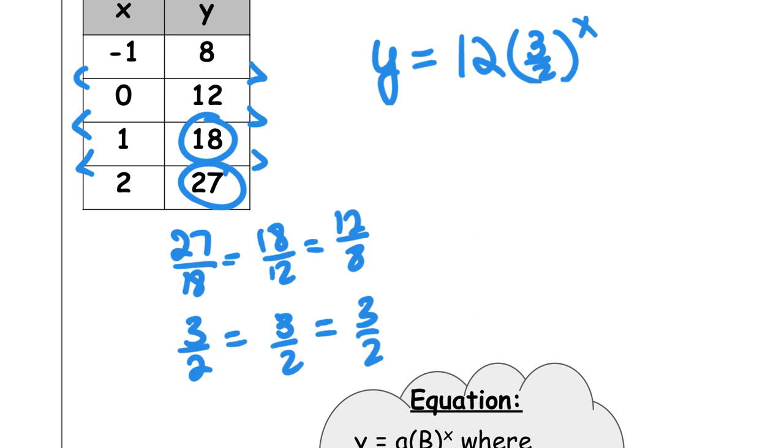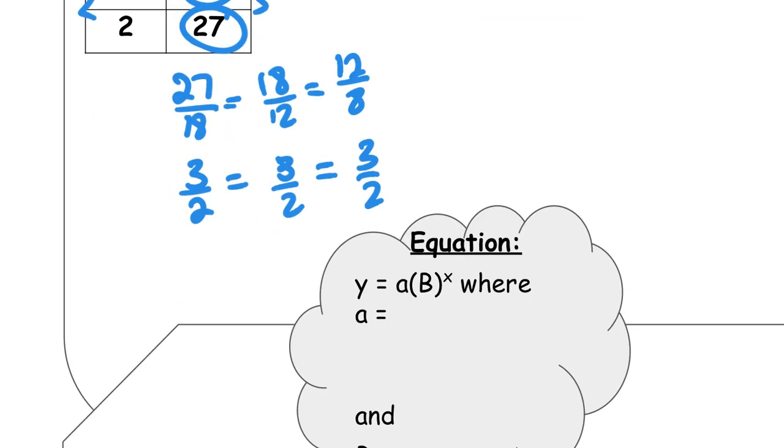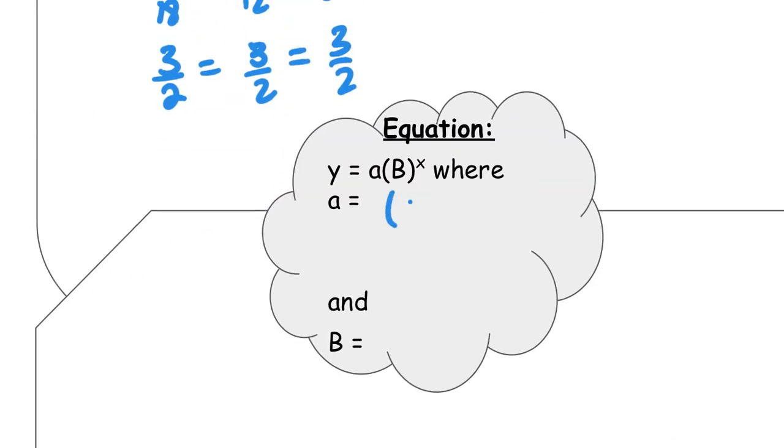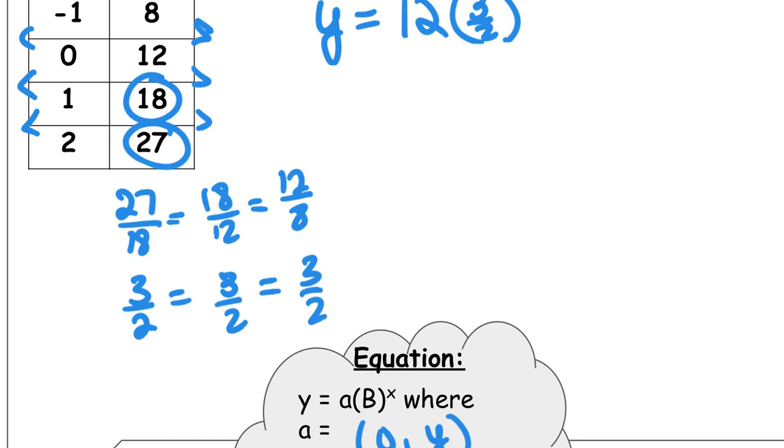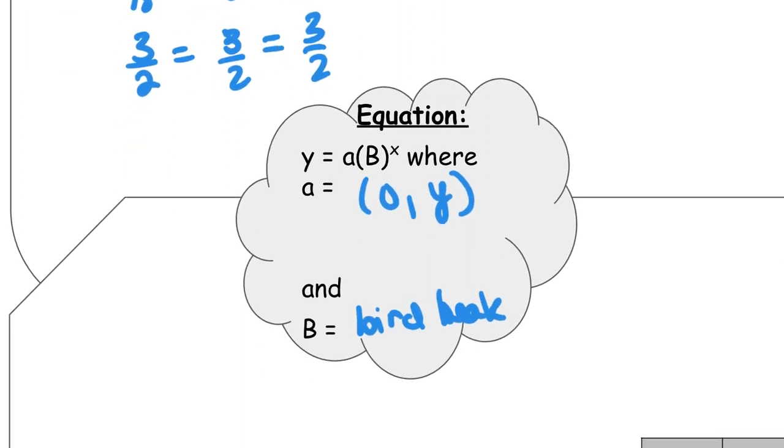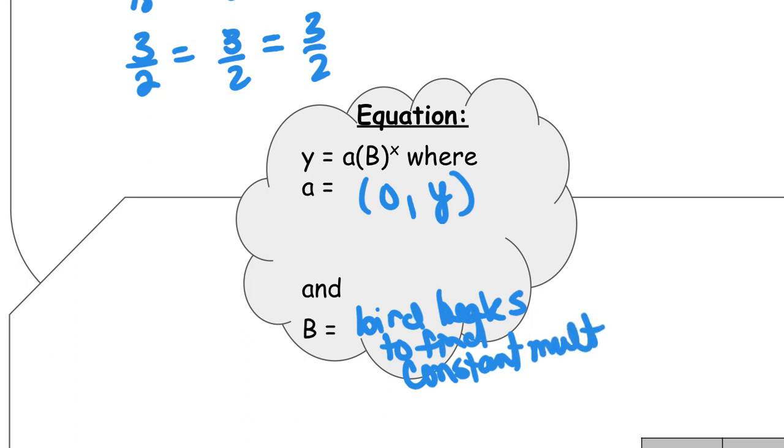You could have also taken any point and plugged it in with the exception of the y-intercept. And done it that way too. So in this case, our A value is going to be the 0y point. And we're going to use bird beaks. Those are bird beaks, right? Y'all didn't hear that back in algebra? Bird beaks to find constant multiplier. Or another way you could say it is we're going to take the bigger one, divide it by the one above it, right?